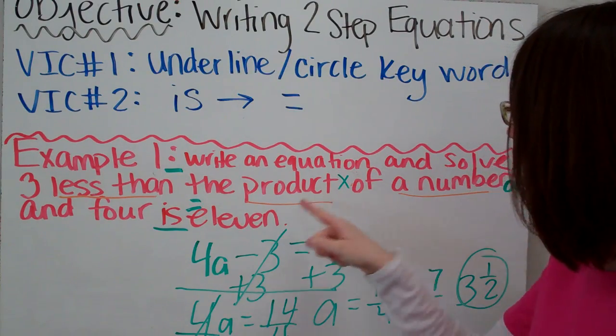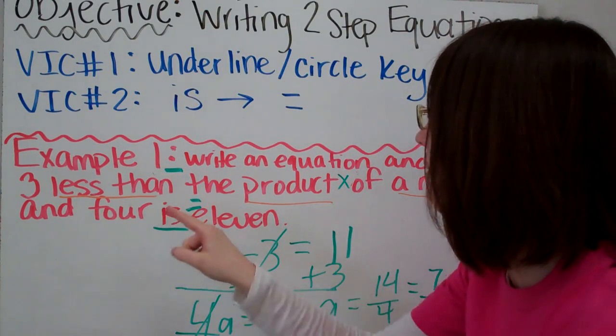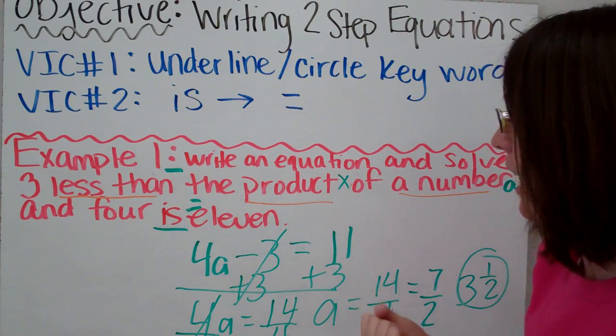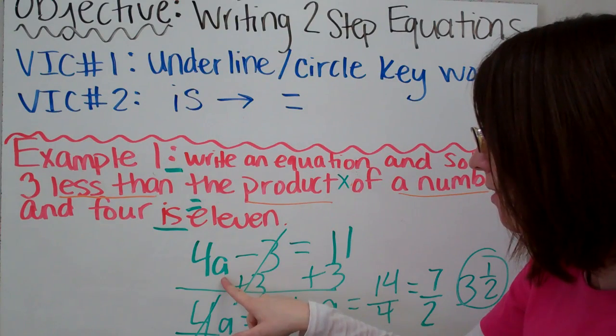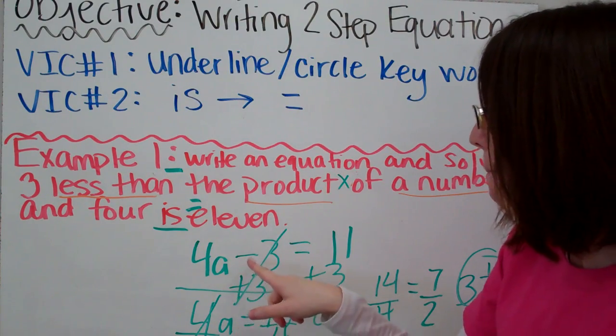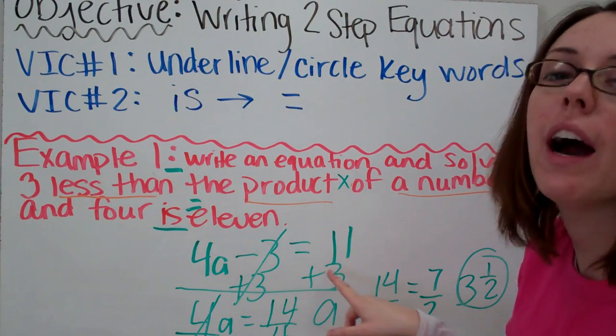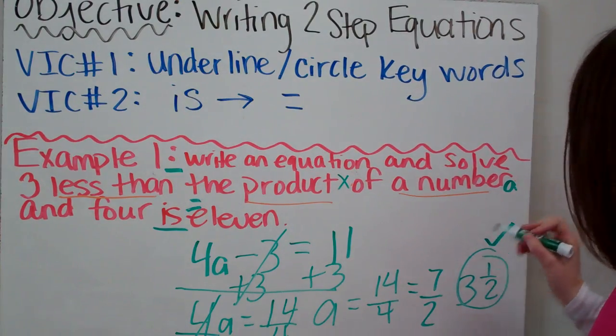So the product of a number and 4 is 11 if you take 3 away. So 4 times 3 1/2 minus 3 should give you 11. And it does.